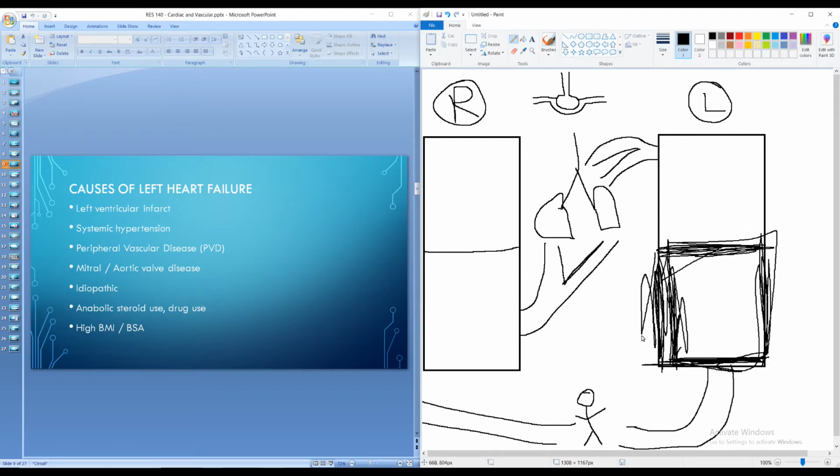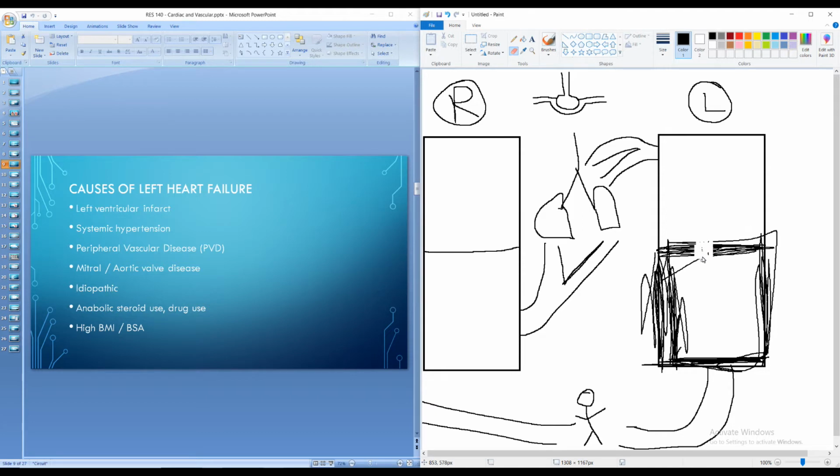Anyway, on to mitral and aortic valve disease. We covered the pulmonary valve and tricuspid valve when we talked about right heart failure, all of those being right-sided structures connecting to the lungs. We're obviously on the other side now, so we're talking about different valves.